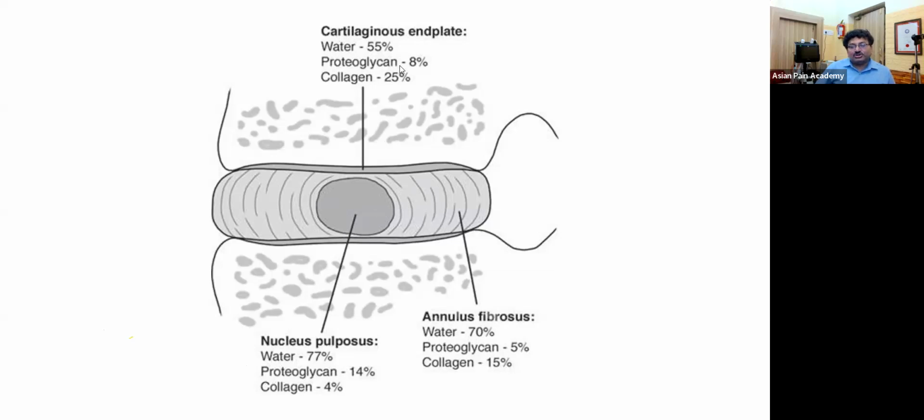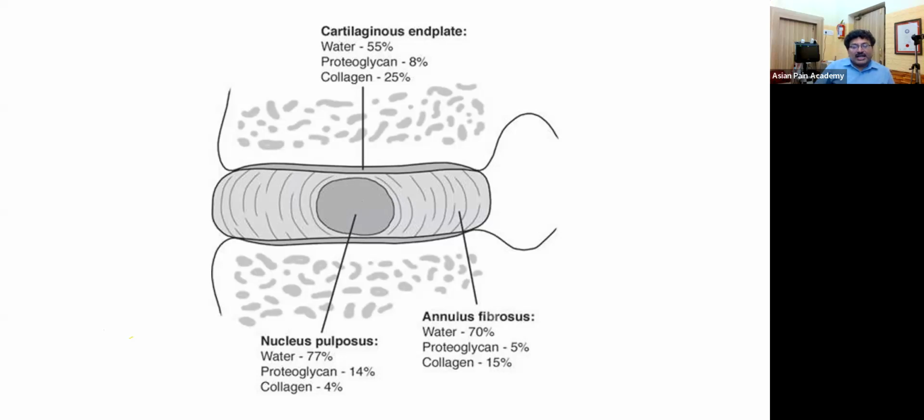So whenever you look at a T2 weighted image in MRI, I have not told you about the T2 weighted image because we have the class later. We'll definitely be discussing those MRI readings. In the T2 weighted image, what is found is that the inner part of the discs looks white.